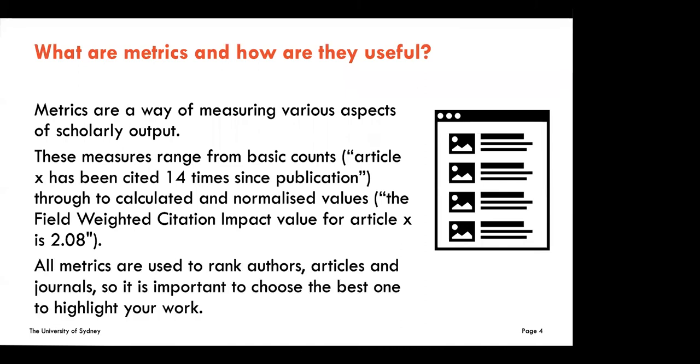All metrics are then used to rank authors, articles, and journals, and it's important to choose the best metric to highlight your work. Some of your material will have a good metric. Out of all the metrics that are applied to it, some of them will be good, some of them won't. Sometimes weird things happen with the databases as well. You may go into it one day and see that it has a particular value, and then you go into it a week or two later and it's changed substantially. Weird things happen every now and again.